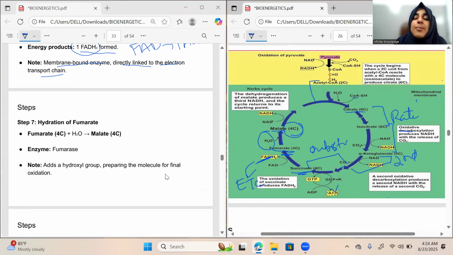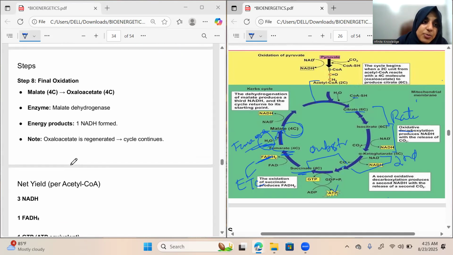So now you see that the number of carbons is not changing after succinyl CoA. They were only changing during oxidative decarboxylation. First they were 6, then it became 5, then it became 4. After that it stays constant throughout the rest of the cycle. So water is added to fumarate in order to produce malate, which is a 4 carbon compound, and the enzyme is fumarase. It prepares the molecule for final oxidation.